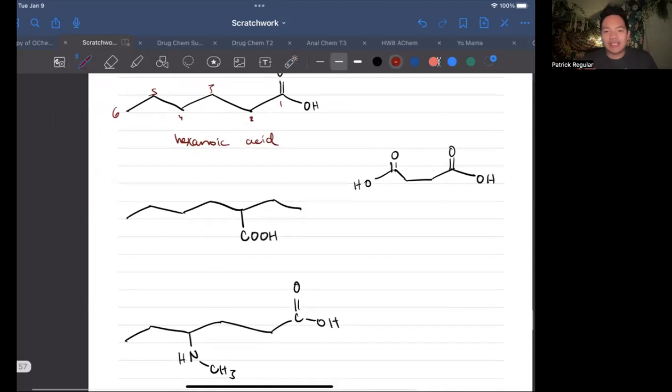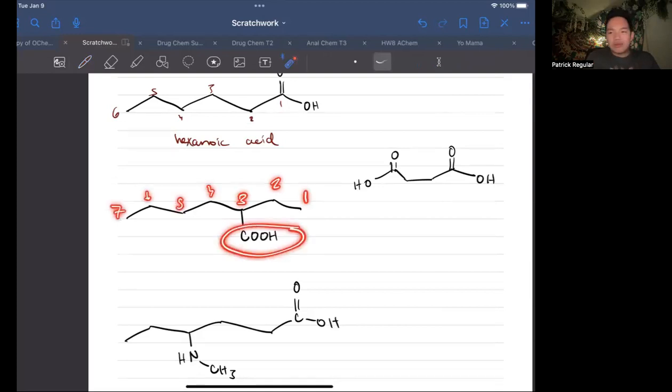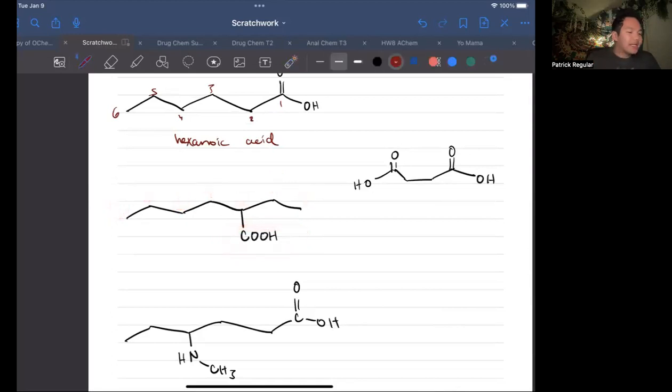Now, what if it's written like this? Knowing Dr. Berg, he might as well write it like this sometimes because OChem hates you, right? And it feels that way. I get it. Well, a lot of you are tempted to just count 1, 2, 3, 4, 5, 6, 7. And this would be like carboxylic acid and then on the third carbon. No, that does not work. It must be your first carbon, right? Because that has to be part of your parent chain.